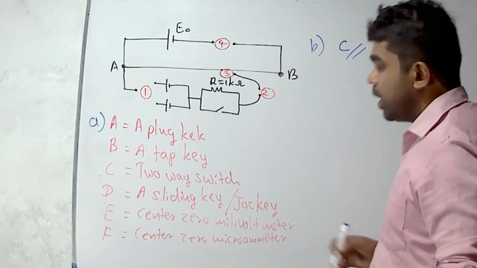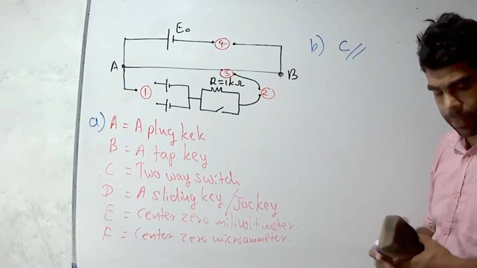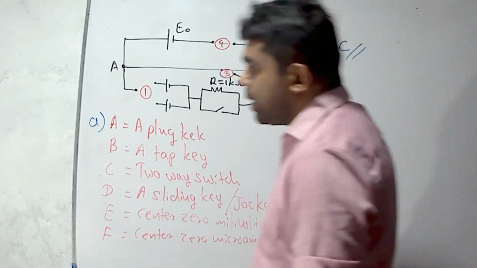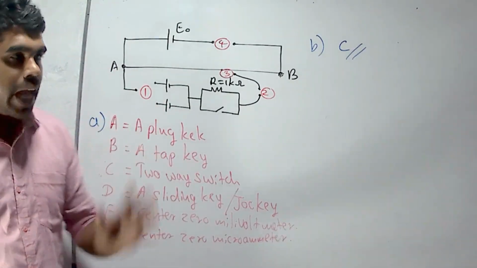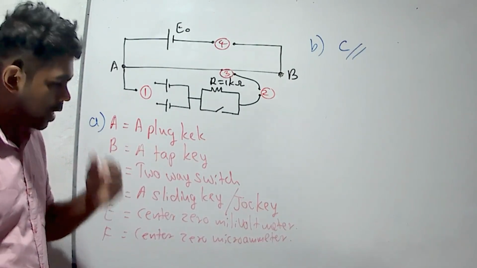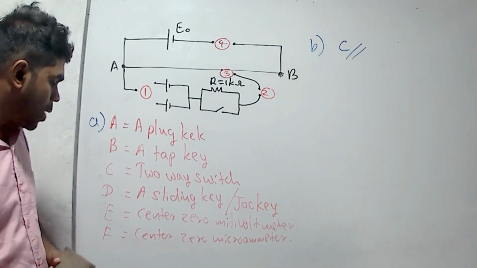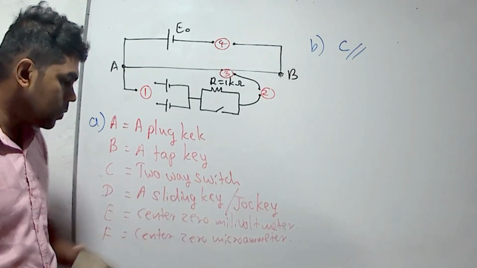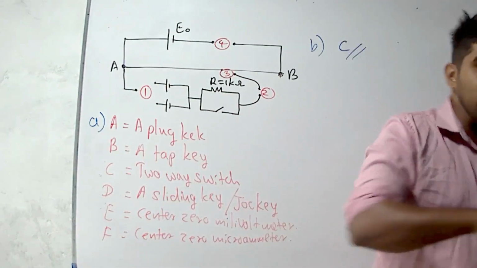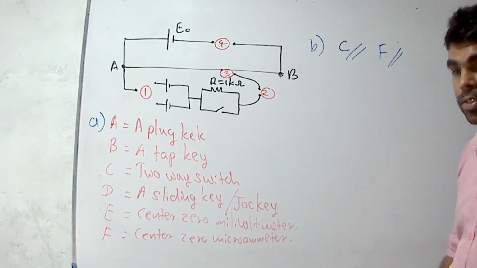Space 1. Then space 2 is this space. Normally we use a center zero galvanometer, because we get the reading when the galvanometer reading is 0. A galvanometer measures a small current, but there is no galvanometer in the given list. Therefore, we can use a center zero microammeter for space 2. A microammeter is used to measure a small current. Then F for the second space.